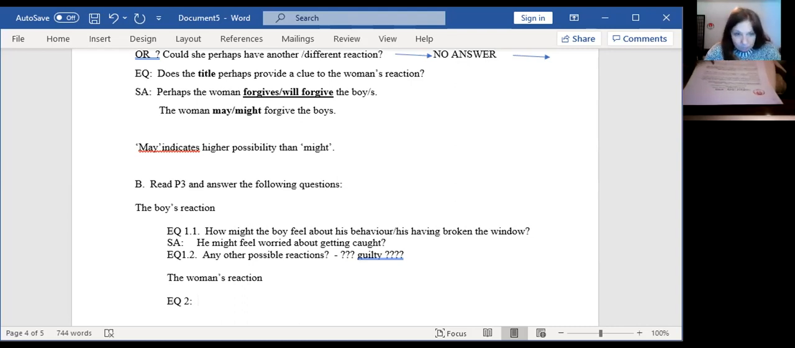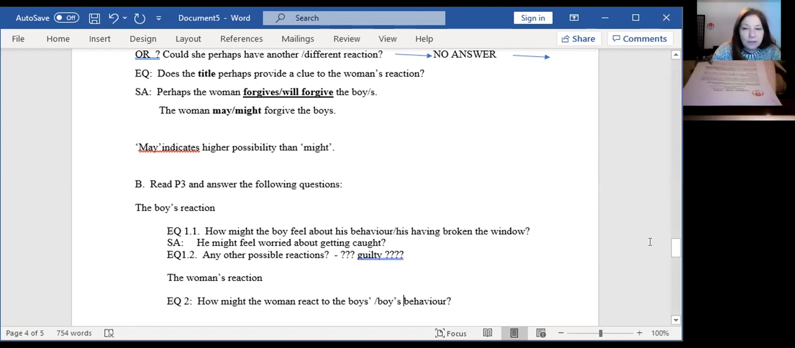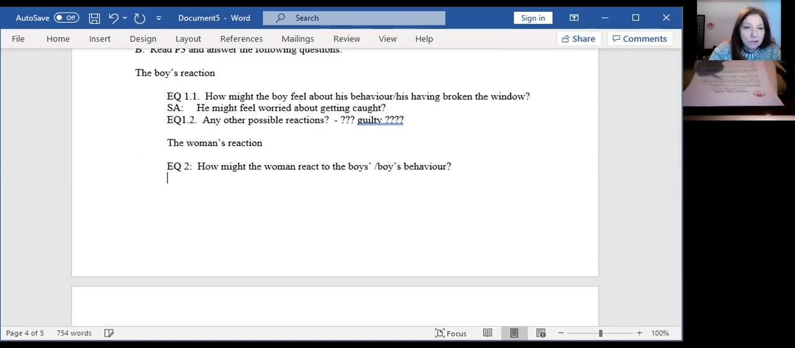From paragraph 3. How might the woman react to this time? Is it might? Just read it. It's not might here, is it? Sorry, not might, because, oh no, they haven't read it yet. Sorry, they haven't read P3 yet. Right, how react to what? The boy's behavior. And it's plural, right? The boys, plural or singular. It's about both, isn't it? And what answer? The student might answer.